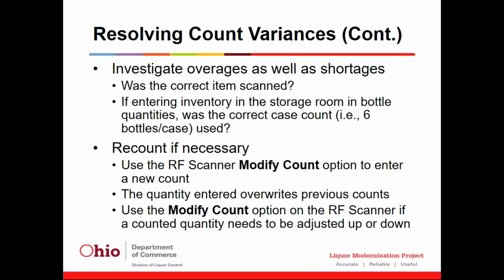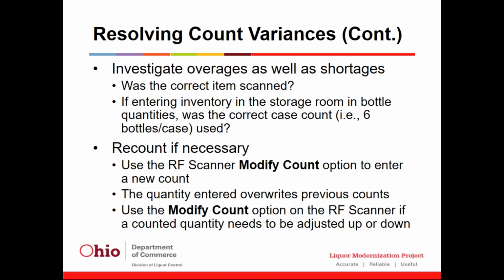You also need to investigate overages, because you guys aren't making the product. So an overage is not necessarily a good thing. A couple things to consider. You could have an overage by scanning the wrong item. So let's say you were counting product on the shelves. You scanned one barcode but actually counted the product next to it. That would be one way you could have an overage.